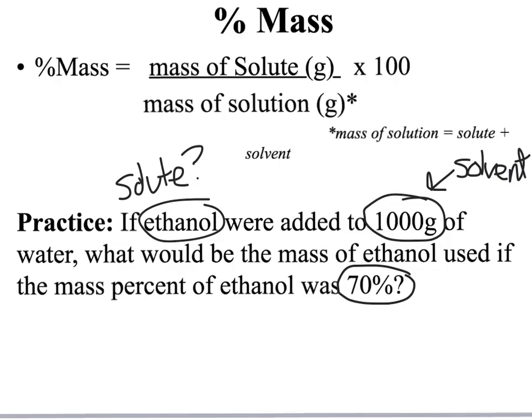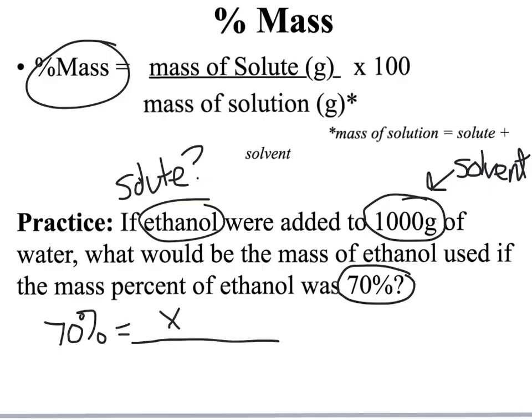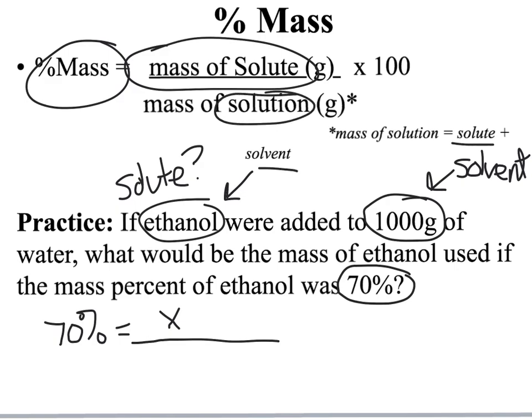So if we plug into our equation, right, here's 70% is what I put in for my percent mass, right? The mass of solute up top, I do not know, but that will eventually be my ethanol. And then the mass of solution we know is the solute plus solvent. So the solute, I don't know what it is, that's X, but I do know the solvent is 1,000 grams. So now I have this equation. The only thing I have to remember is that 70%, if I put it in decimal form, is actually 0.70, right? You divide it by 100 to make it 0.70.